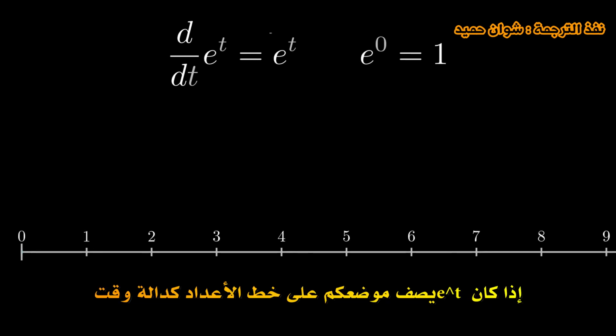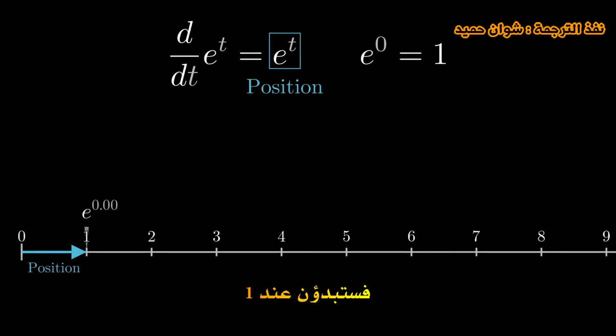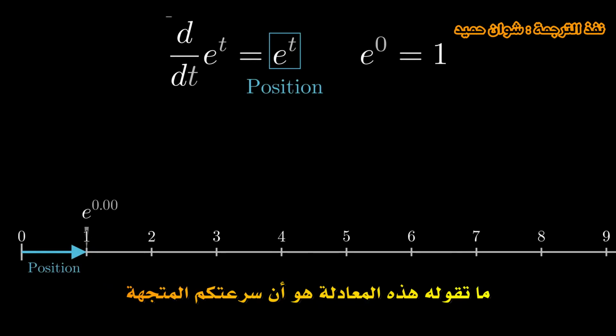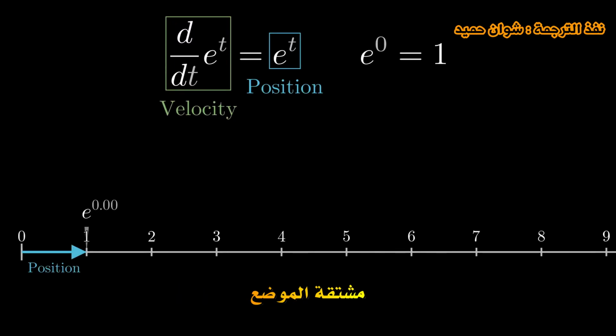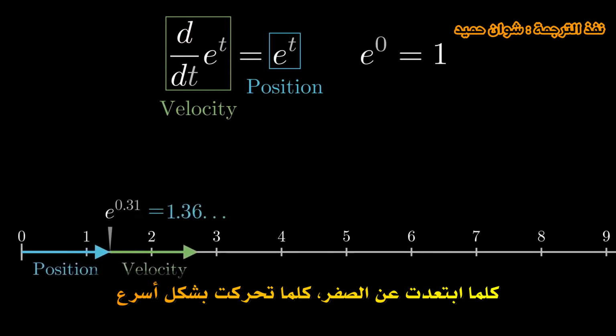If e to the t describes your position on a number line as a function of time, then you start at the number 1, and what this equation is saying is that your velocity, the derivative of position, is always equal to that position. The farther away from 0 you are, the faster you move.